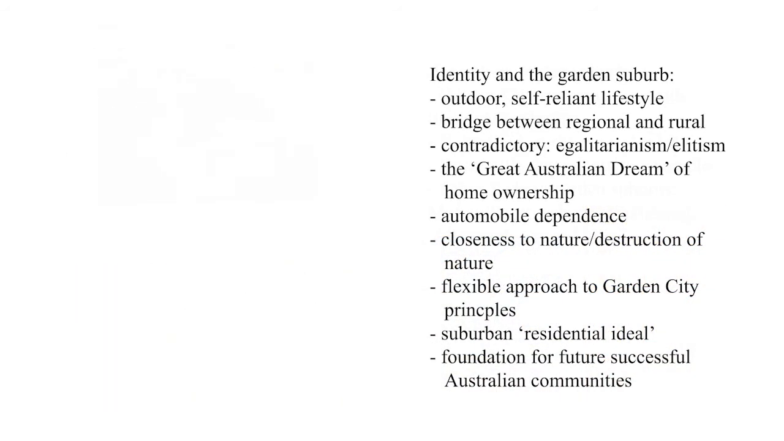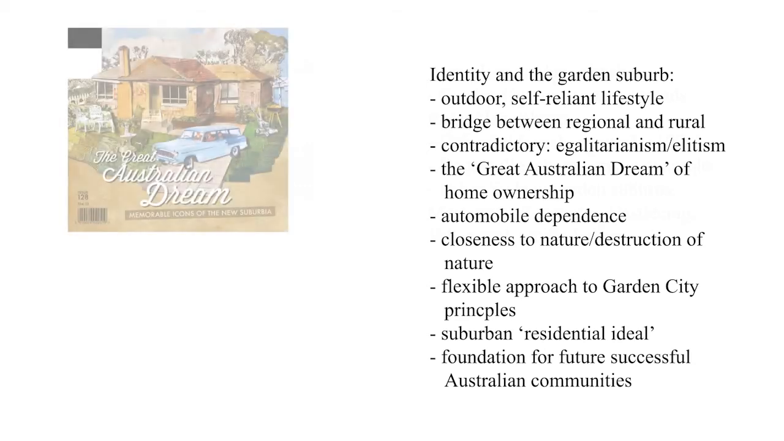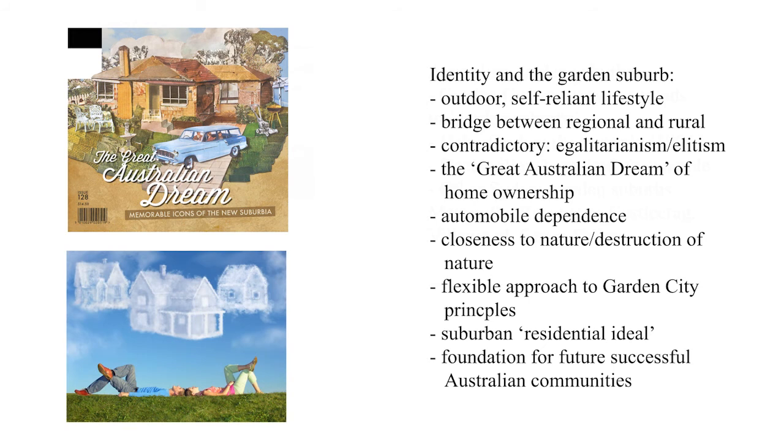Contradictory elements promoted by garden suburbs, such as egalitarianism, promoted by equal access to housing, as opposed to elitism, which often resulted from individual property rights, together still form part of Australian identity through notions such as the Great Australian Dream. The influence of garden suburbs has led to Australians increasingly using automobiles as their primary mode of transport, often resulting in their desire to live closer to nature actually causing greater destruction of the natural environment through increased transport and land usage.